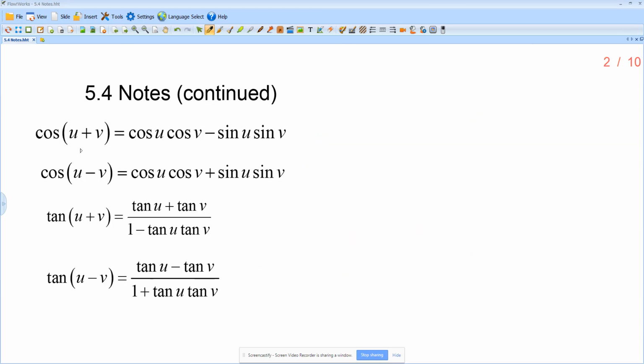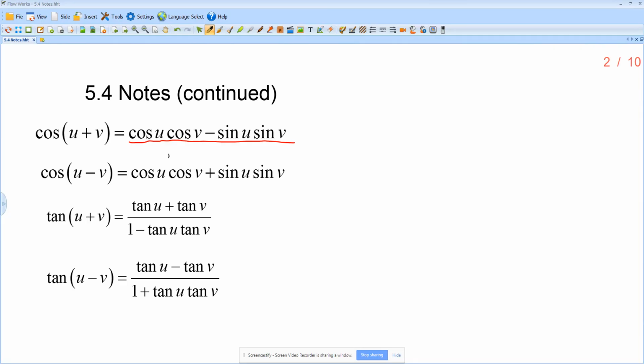Talking about some more then, if we have the cosine of u plus v, it is equal to cosine u cosine v minus sine u sine v. So cosine is a little bit tricky. You've got to think about the fact that cosine is sort of like our x coordinates. And any of those things that were ever x, we always said that they were counterintuitive. So when I see this addition, it really means subtraction for cosine.